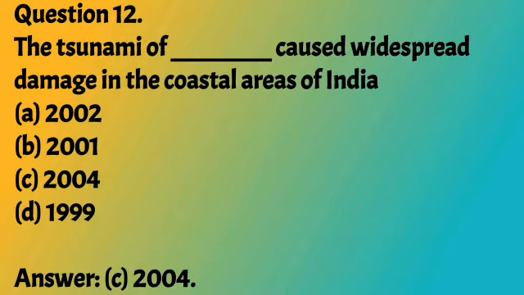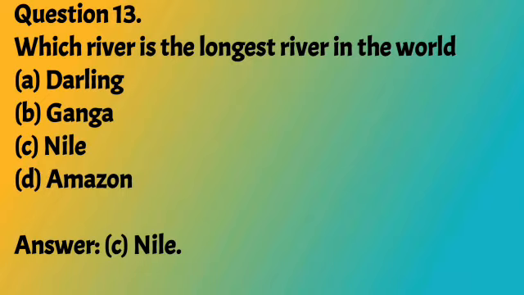Question 12. The tsunami of blank caused widespread damage in the coastal areas of India. A. 2002, B. 2001, C. 2004, D. 1999. Answer C. 2004.